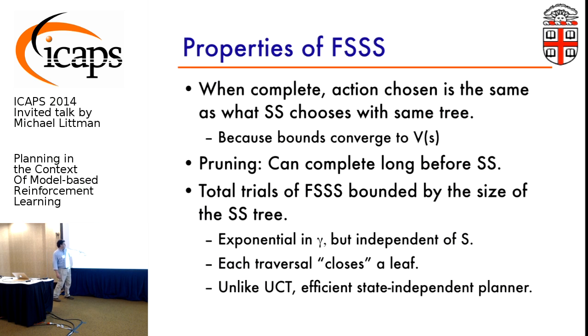So each traversal closes a leaf, gives us information about the value of that leaf, and the bound information is propagated back up so that we get a nice, focused sense of what the values actually ought to be.